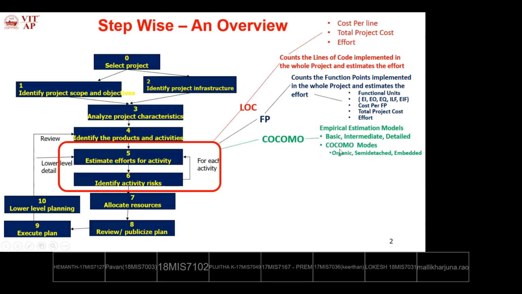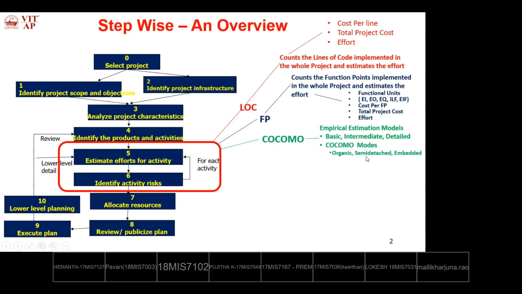These 3 COCOMO modes are organic mode, semi-detached mode, and embedded mode. So we have to calculate basic organic, basic semi-detached, basic embedded, intermediate organic, intermediate semi-detached, intermediate embedded, and so on, depending on the situation. When will we use organic COCOMO mode? It depends on the size. If the size is between 2000 lines of code to 50,000 lines of code, we can use organic COCOMO mode.